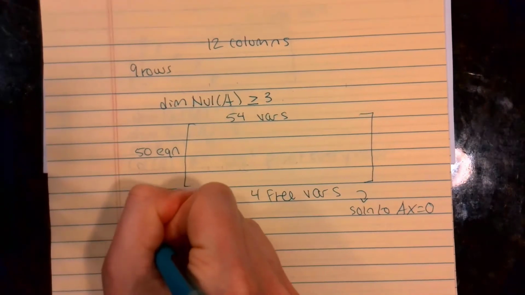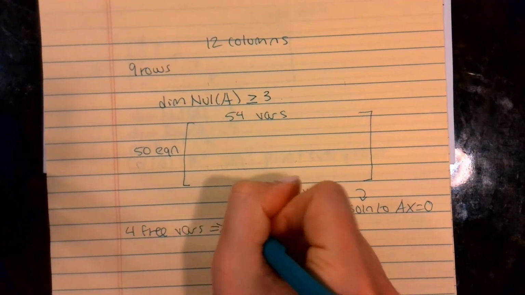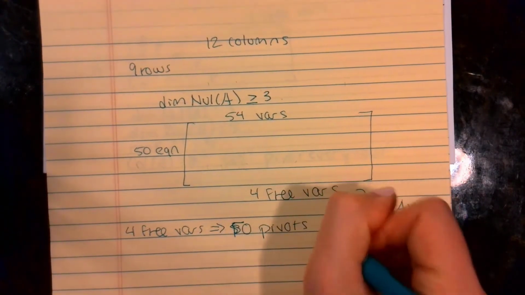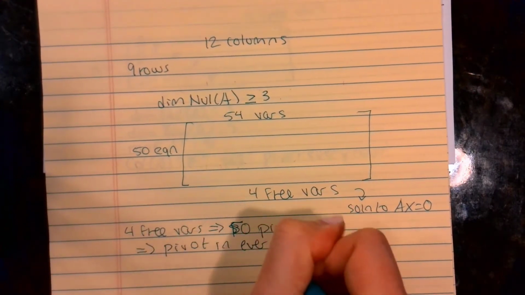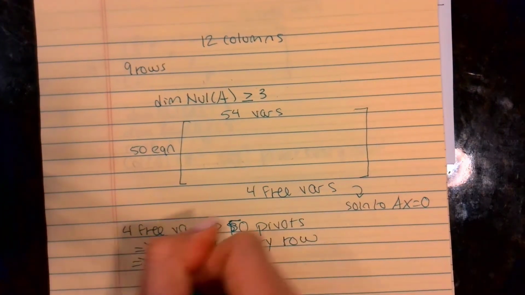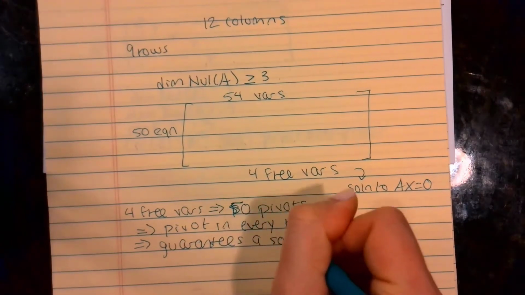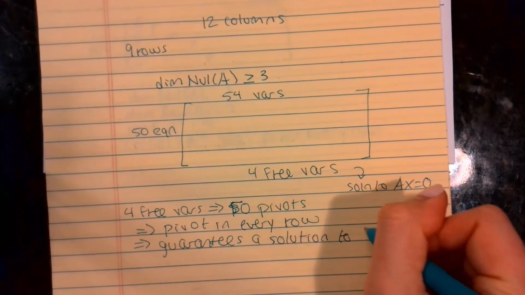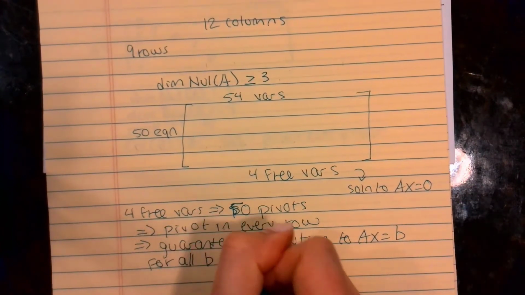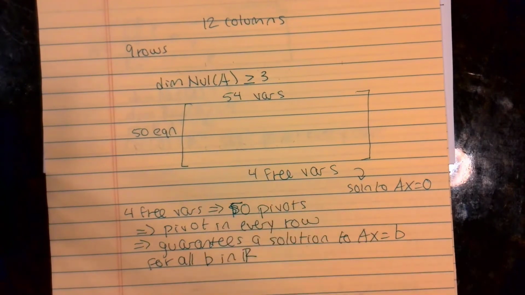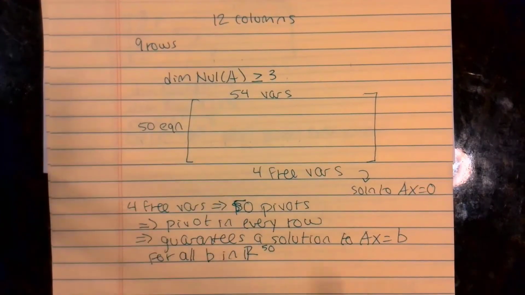So 4 free variables implies 50 pivots, which implies a pivot in every row, guarantees a solution to AX equals B for all B in 50-dimensional space, because it needs to match the number of rows.